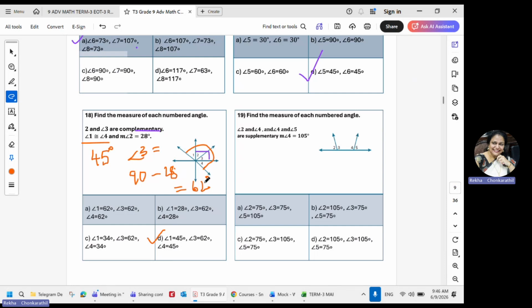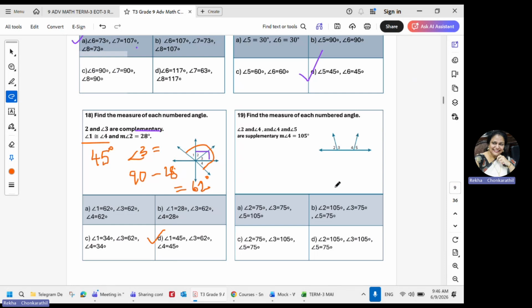How did you get the other two angles as 45 each? Because if this angle is 90, the other two angles together should also be 90, because the total is 180. Since these two angles are given to be congruent, 90 divided by 2 is 45 each. That's why angle 1 and angle 4 are 45 and angle 3 is 62 degrees.